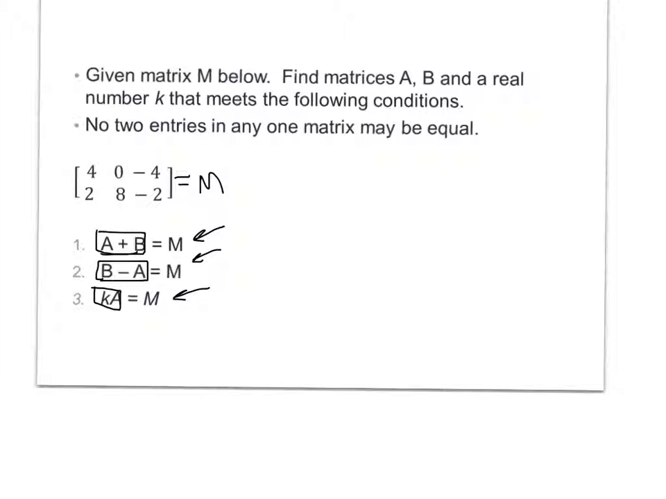the only thing is K cannot equal 1. That's the only stipulation. Okay? And no two entries in any one matrix may be equal. So that's the other caveat: A and B cannot have any equality.